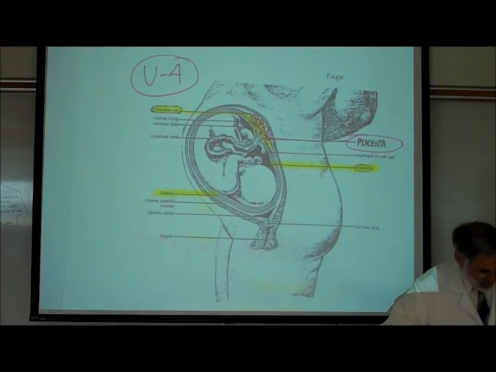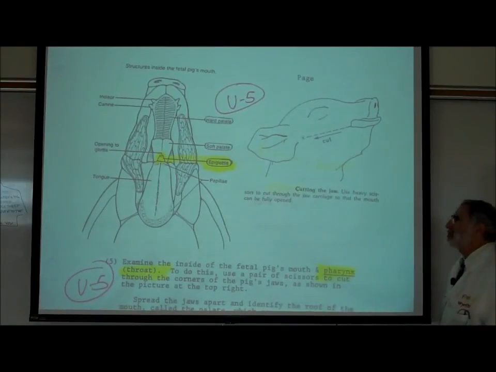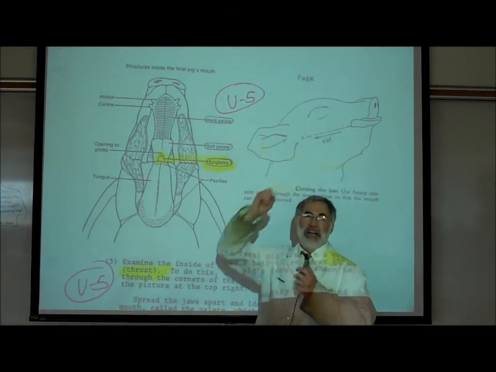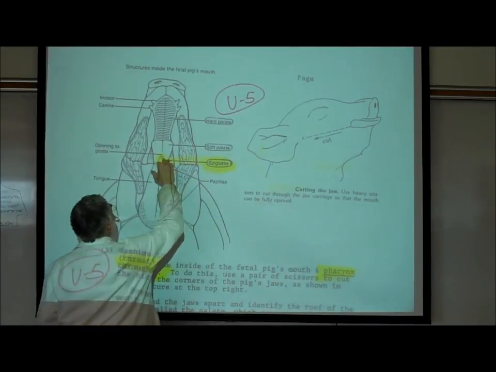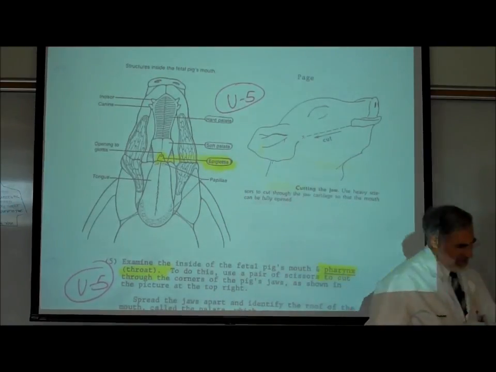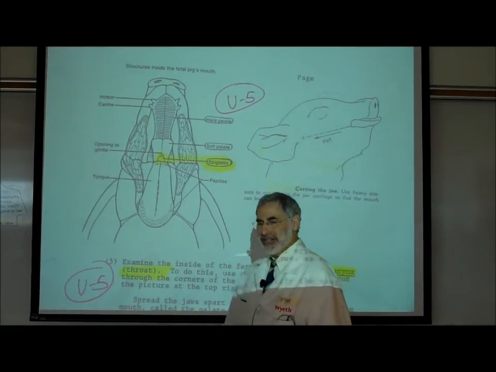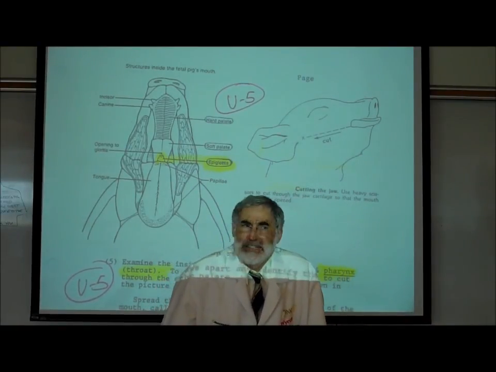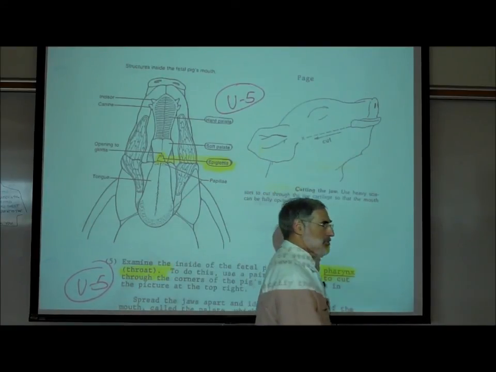On page U5, this is where the mouth of the pig has been opened up, and when we look into the mouth, we see the roof of the mouth. And the roof of the mouth is called the palate. You have a palate. And the purpose of a palate is more important than you might think. It separates your nose from your mouth. That's what the palate does, the roof of the mouth.